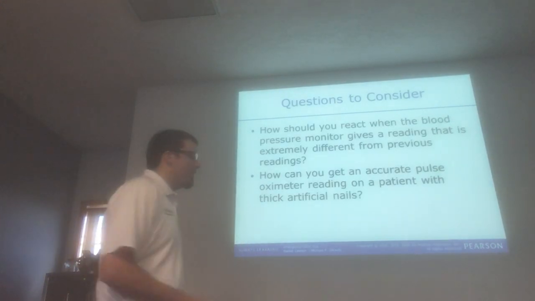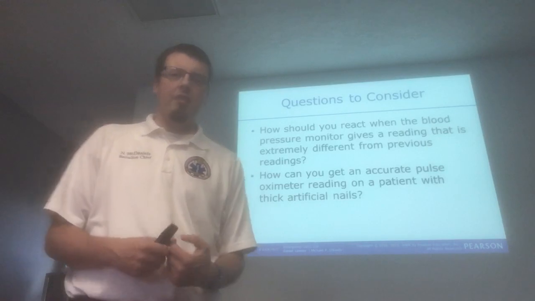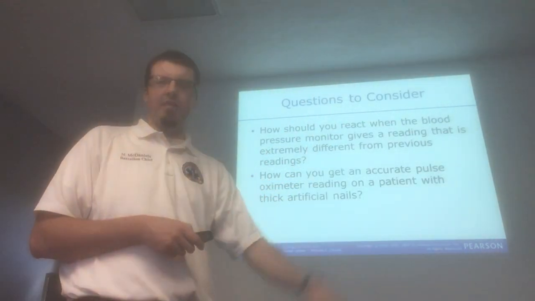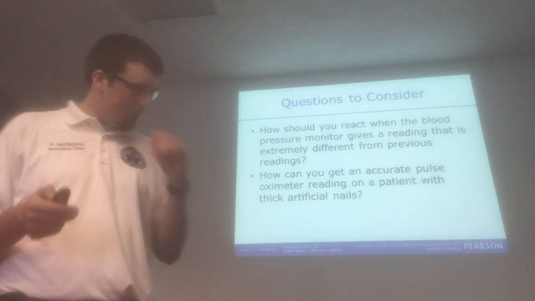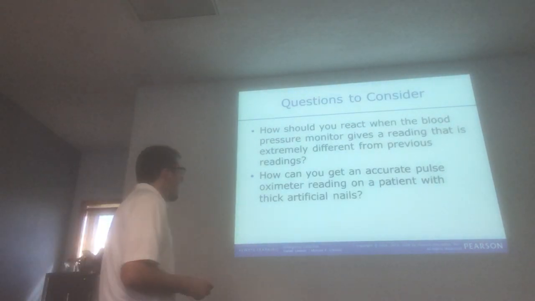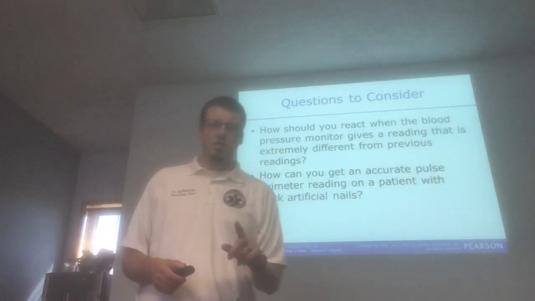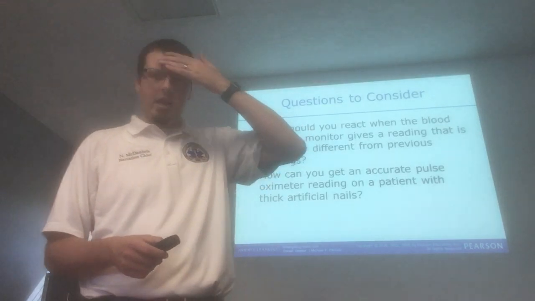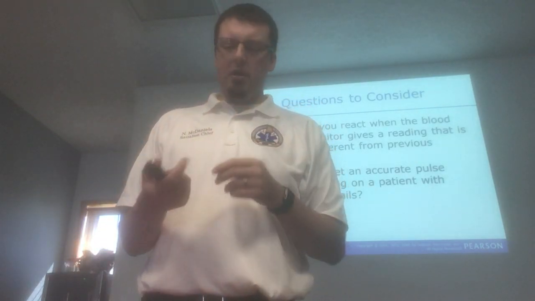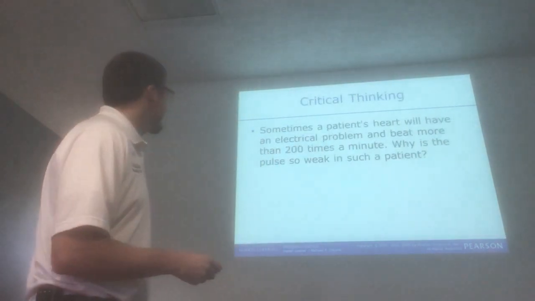If you have a blood pressure monitor that gives you a crazy reading, just take another one, okay? If you had several trending readings that are normal and then there's 170 over 50, that's probably not an accurate reading. How can you get an accurate pulse ox on a patient with thick artificial nails? You might have to stick it to their forehead or their earlobe, but you may not be able to use their fingers, or you can turn it sideways sometimes. You can get it on the finger sideways.